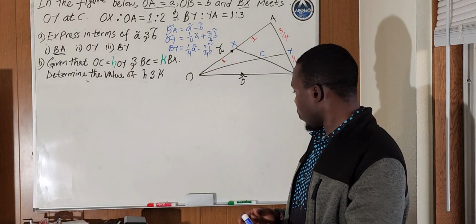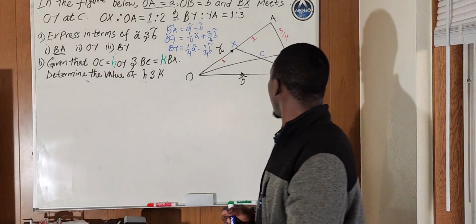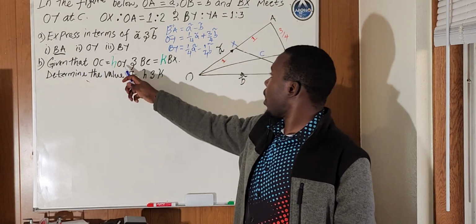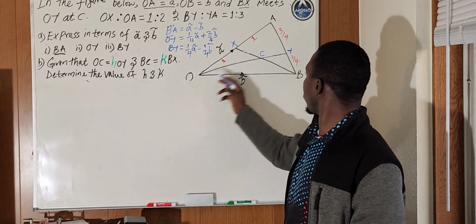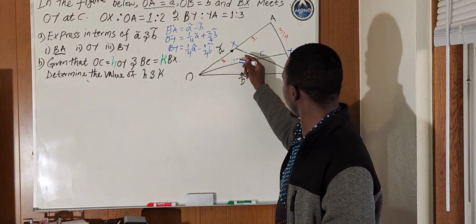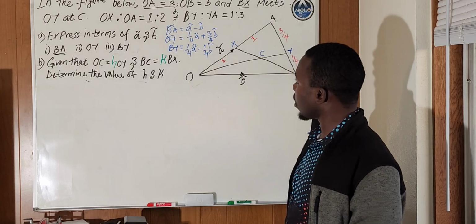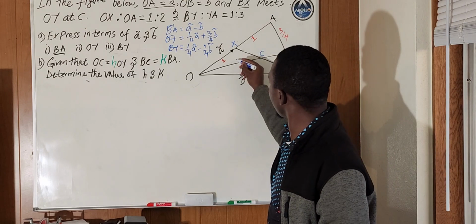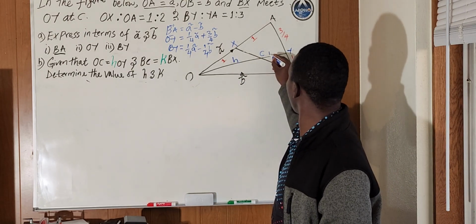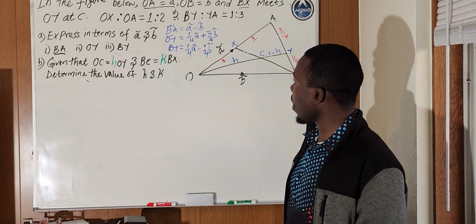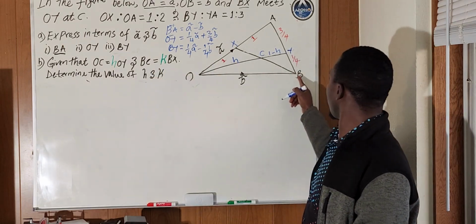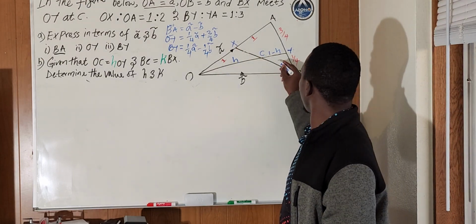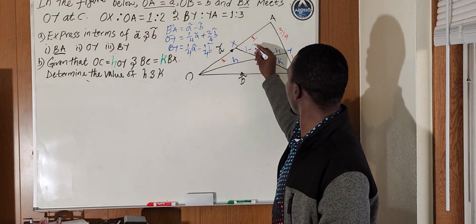Okay, let's see what part B is saying here. Given that OC is H times OY. So OY is 1 unit actually. If we say OC is H, the remaining will be 1 minus H. And BC is K BX. So here will be K, and then here will be 1 minus K.